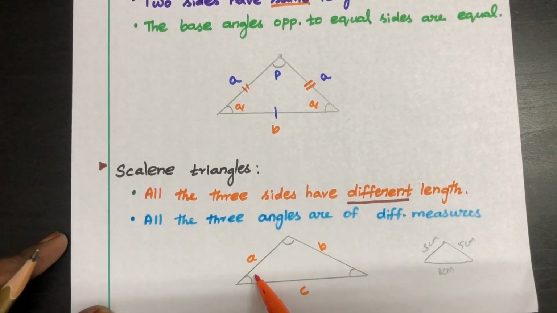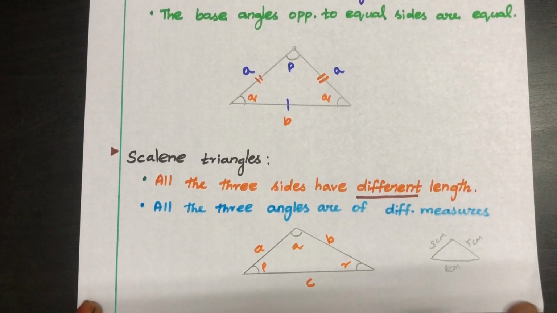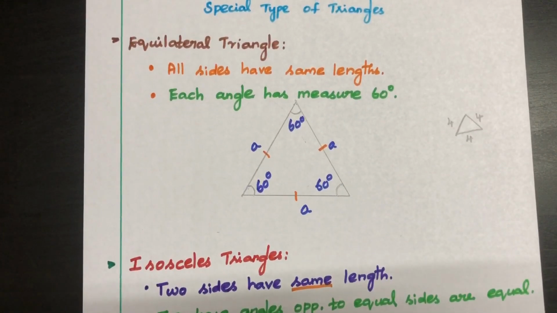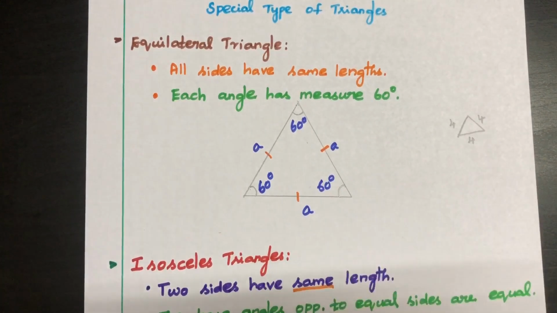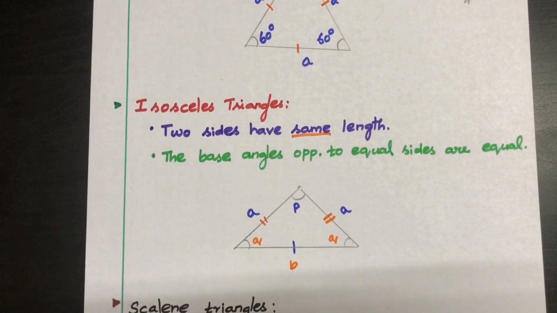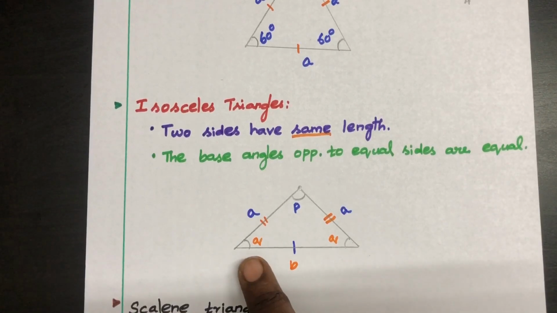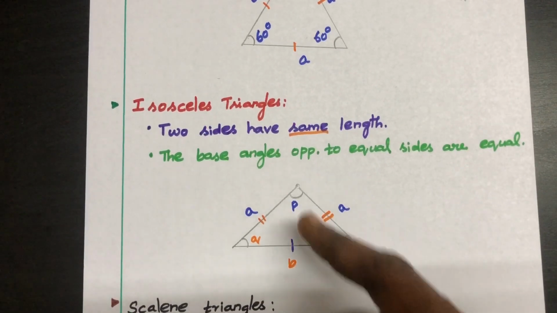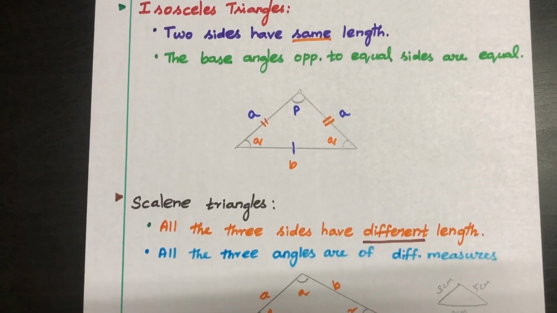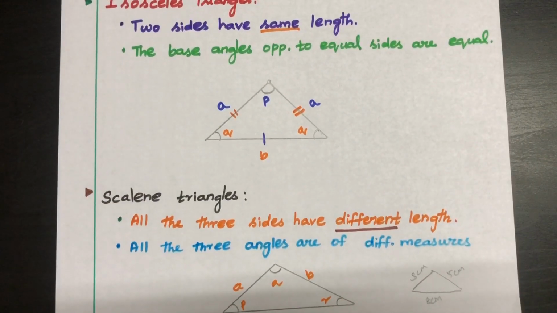See this angle PQR. So scalene triangle means different lengths, different angles. Equilateral triangle means same length, same measure. Isosceles triangle means 2 sides equal, one side different, and also the base angles are equal. Scalene means different angles, different lengths. That's all.